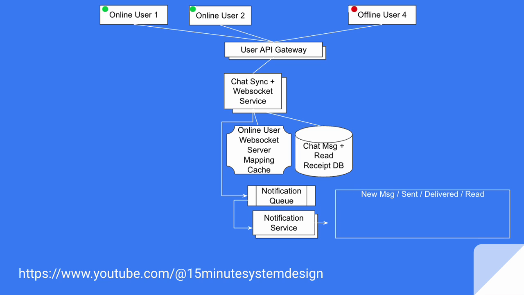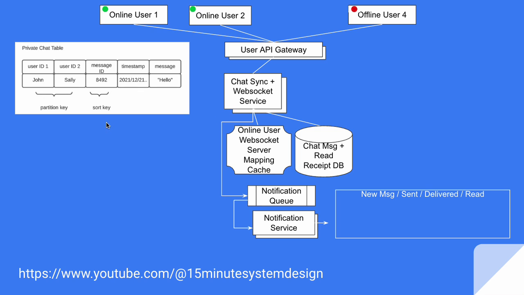Cool. Now, let's talk about how we are going to maintain the information in the private chat table. Okay. So let's say user 1 wants to send a message to user 2. So we want to have sender ID, receiver ID, message ID, the timestamp at which the message was received by the server, and the message content.